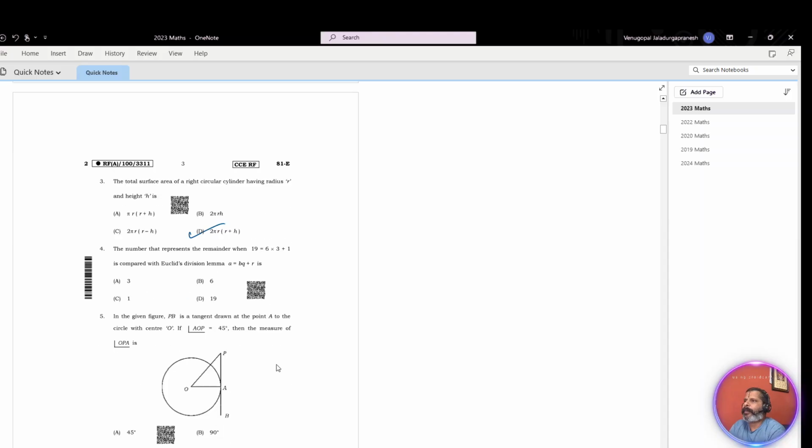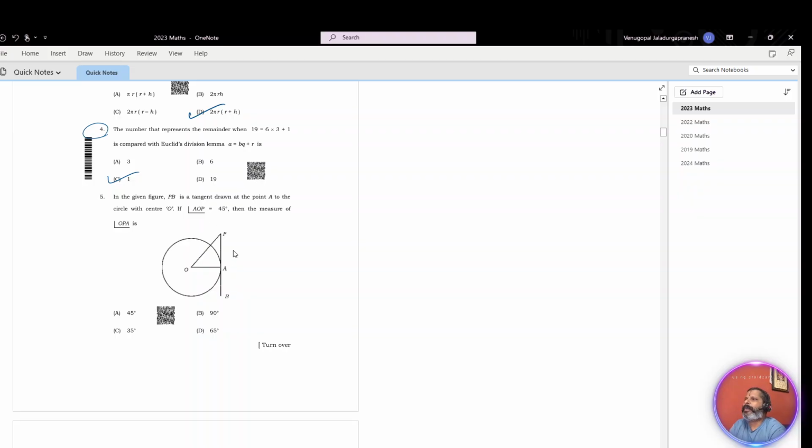The number that represents R comparing this is out of syllabus. I mean, not there in the 2025 syllabus, but still, just to compare here, A is 19, B is 6, Q is 3, R is 1. So this one is not there actually.